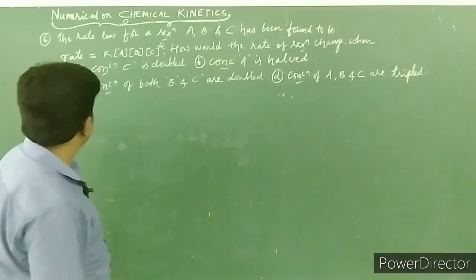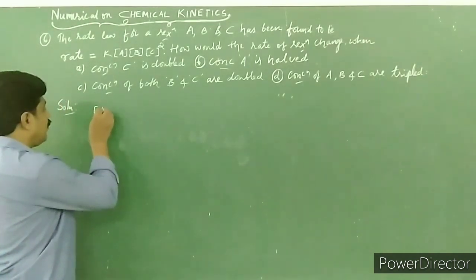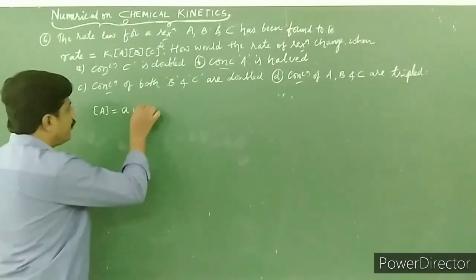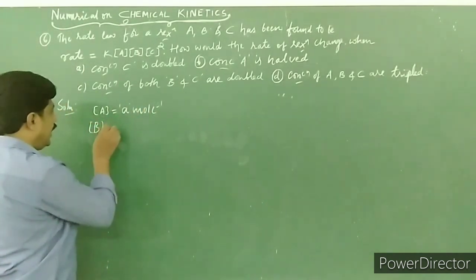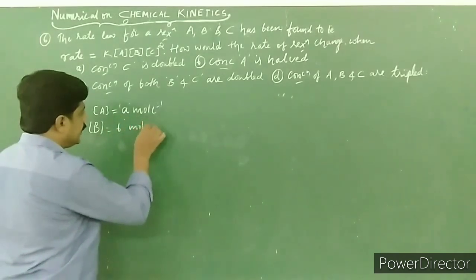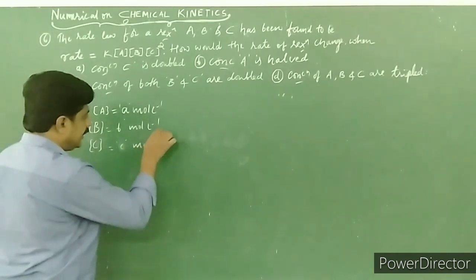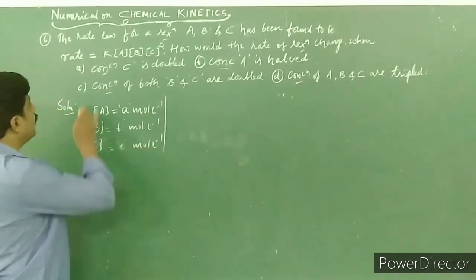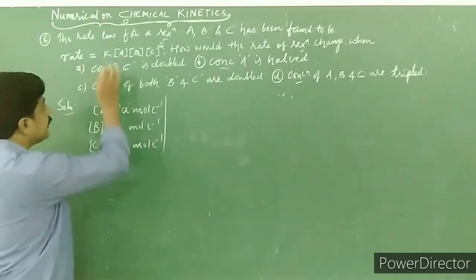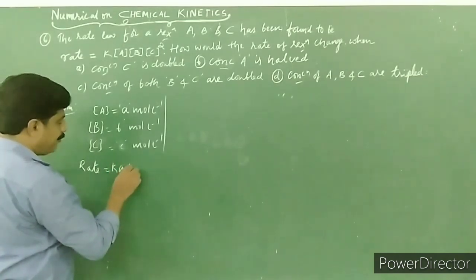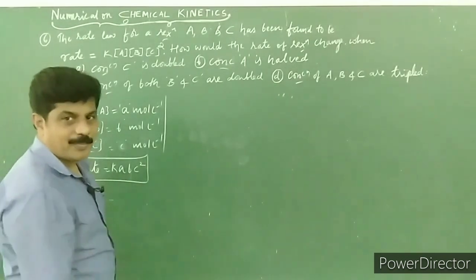Let me consider the initial concentration of A, B, C as, look at here, concentration of A is equal to A mole per liter, concentration of B as B mole per liter, concentration of C as C mole per liter. Children, in that case, how do I write the rate expression? Look at here, rate is equal to K into A, B, C square. Right? Hope you got it.